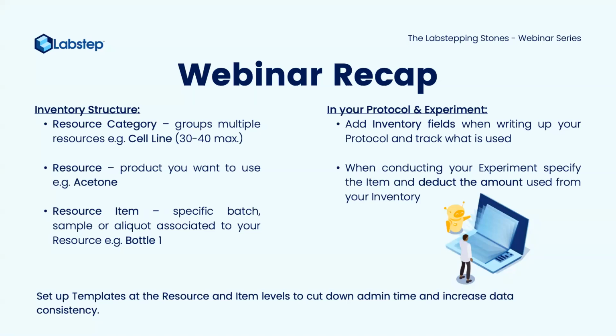And then we've seen how to apply that inventory and how it looks in your protocol or experiment. And so you know that you can add inventory fields when writing up your protocol and track what is used. And then when you conduct your experiment, you can specify the item and deduct the amount used from your inventory. And then you want to set up templates at the resource and item levels to cut down admin time and increase data consistency.